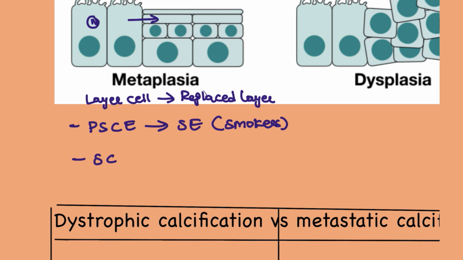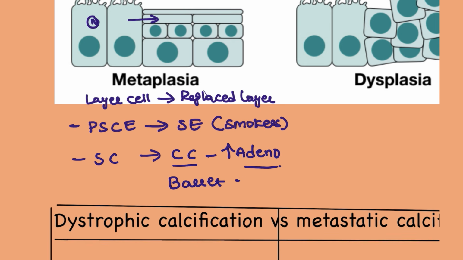The other one is the squamous cell epithelium. Squamous cell epithelium can be converted, sorry, to columnar cell. If this is converted to a columnar cell, what happens? It is going to increase the risk of adenocarcinoma, right? And what is this example that I am discussing? That is Barrett's esophagus.